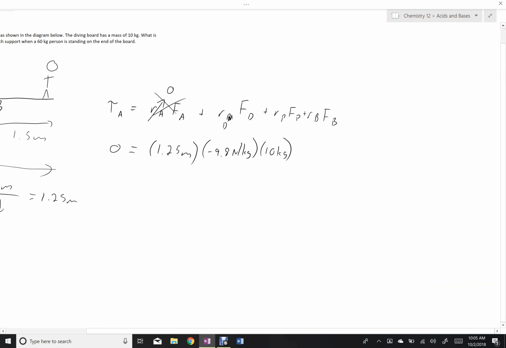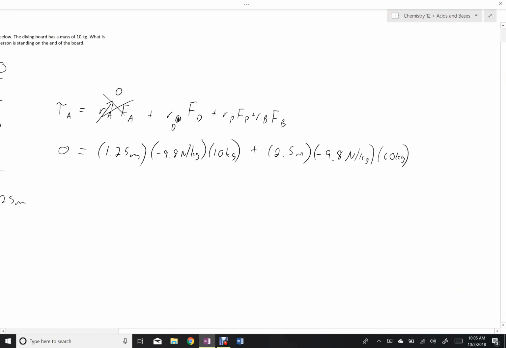Let's give ourselves a little more space here. Plus the person is 2.5 meters from the end. They're also dealing with their force of gravity, negative 9.8 newtons per kilogram, and they have a mass of 60 kilograms. And finally, the radius of B is 1 meter away, and we don't know the force in B, so we'll just leave it like that. And we get a big equation that we can solve.